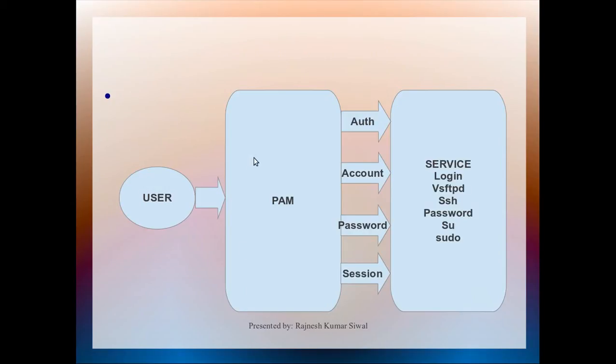So let's have a picture of how actually it happens. Here we have a user that is trying to access some service. The service could be that he is trying to log in through the console, he is trying to SSH to a server, he is trying to use FTP service on the server, he is trying to use su minus to become root or a different user, he may be trying to use the sudo service, he may be trying to use passwd to change the password. So there could be different kinds of services that the user might be trying to access.